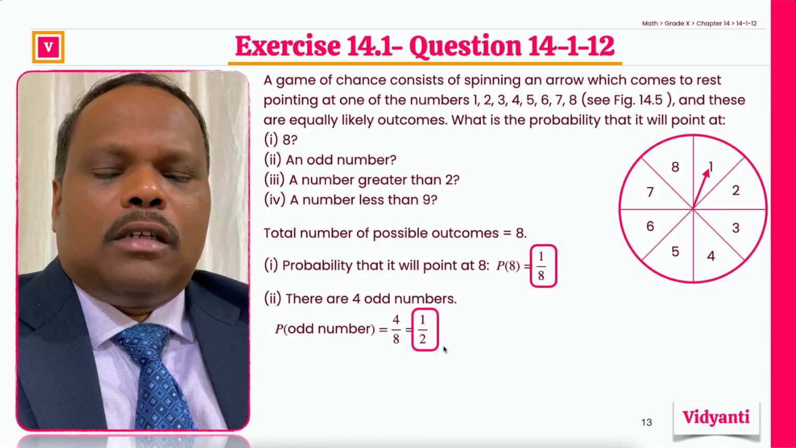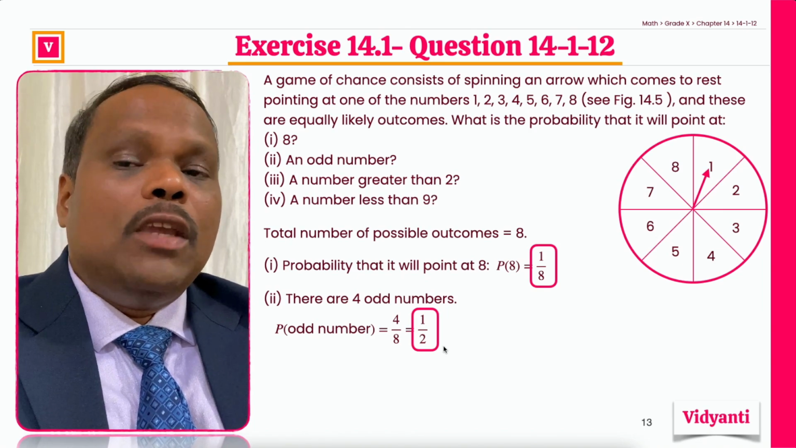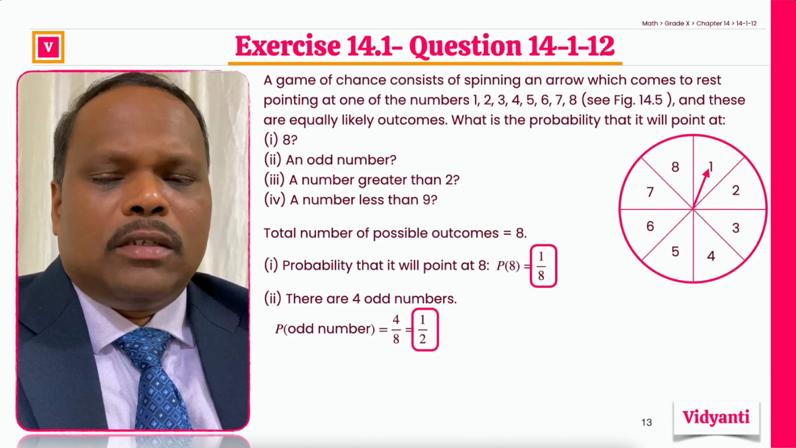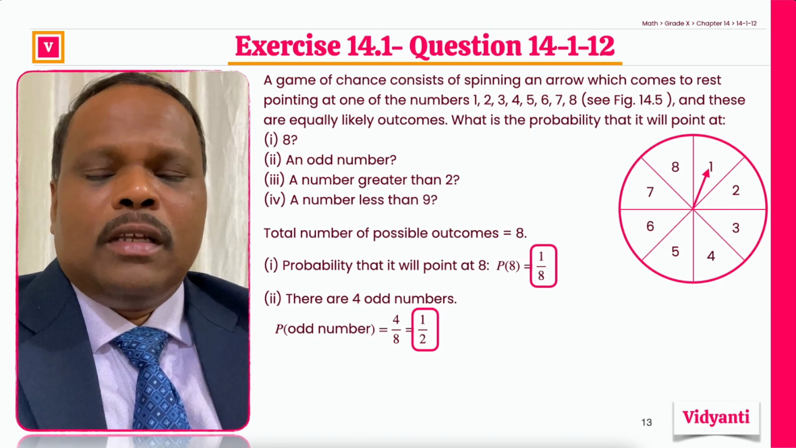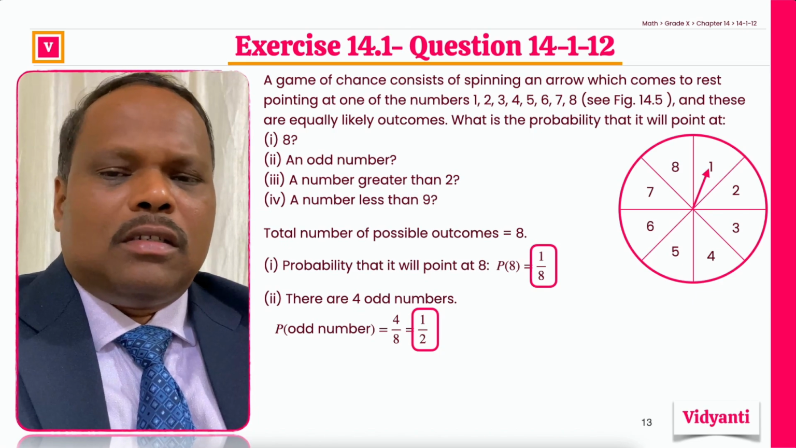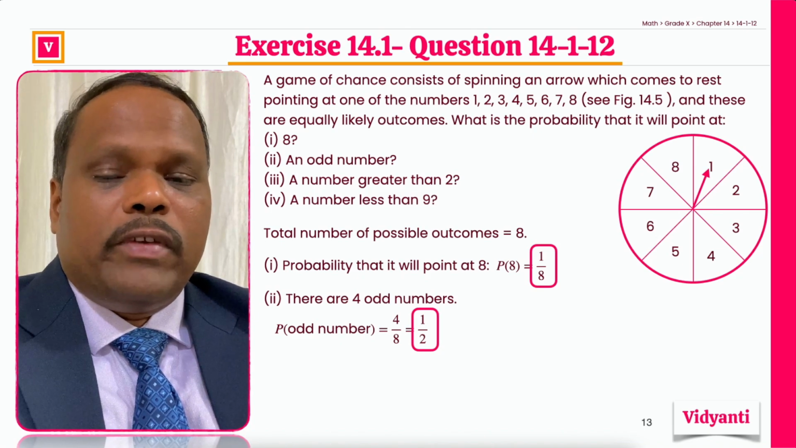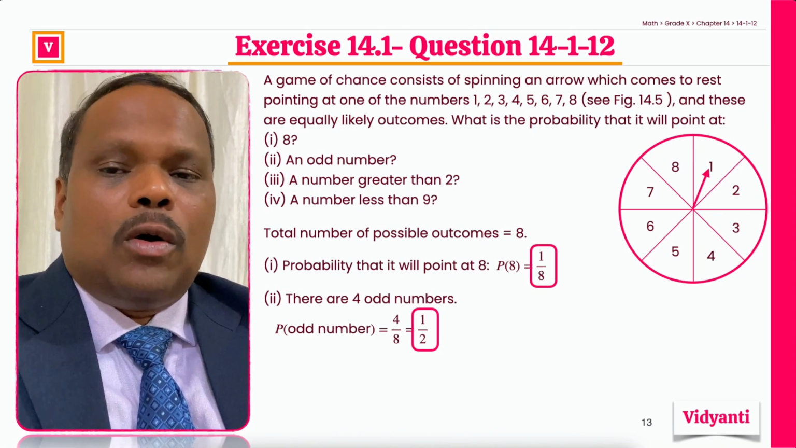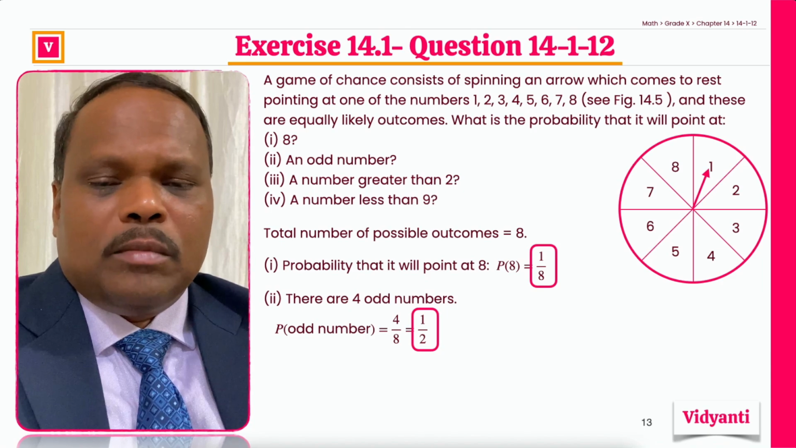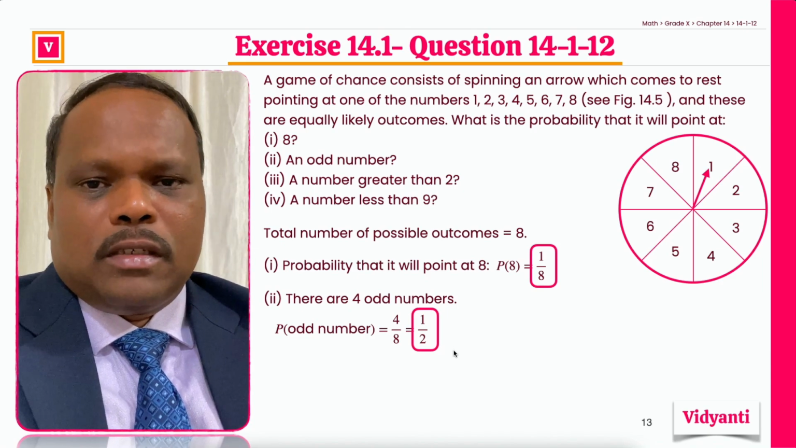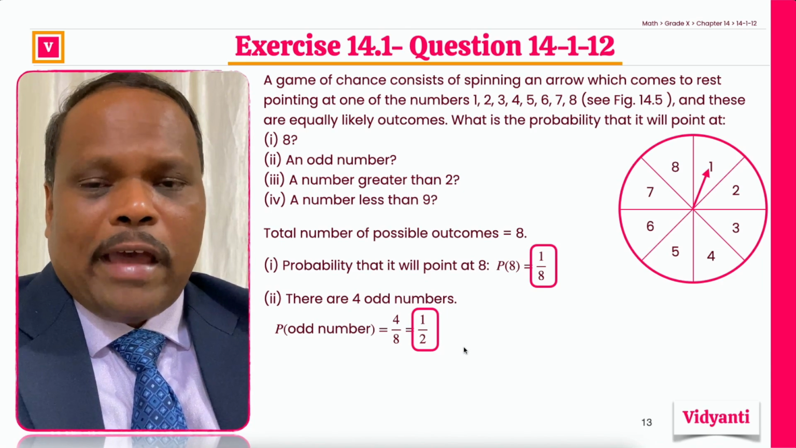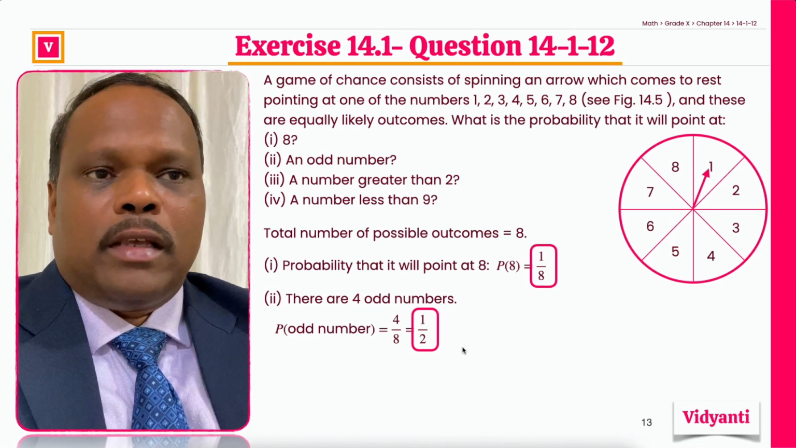Generally, if you have equal distribution of odd and even numbers, you get half and half, 50-50%, because both occur with the same frequency. So unless you have specifically one odd number extra or one even number extra or some missing number, generally in these kinds of questions you will get 1/2 or 50% as an answer.